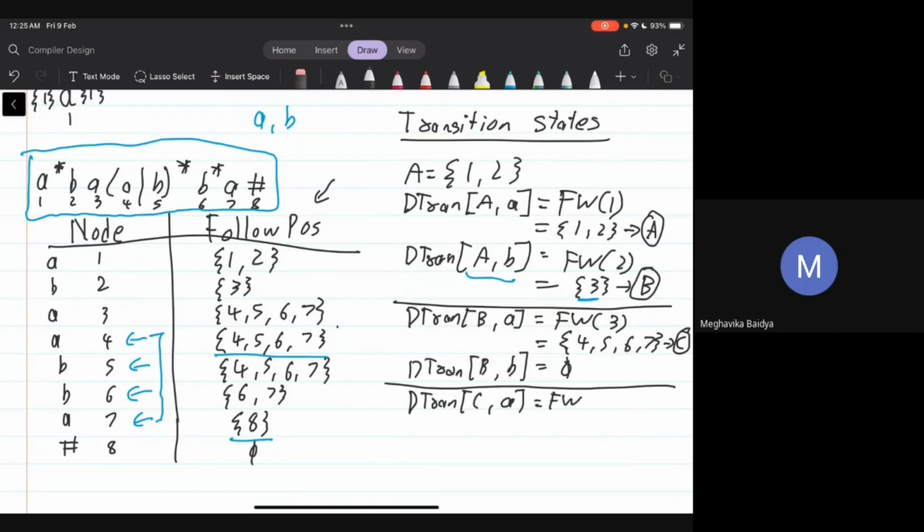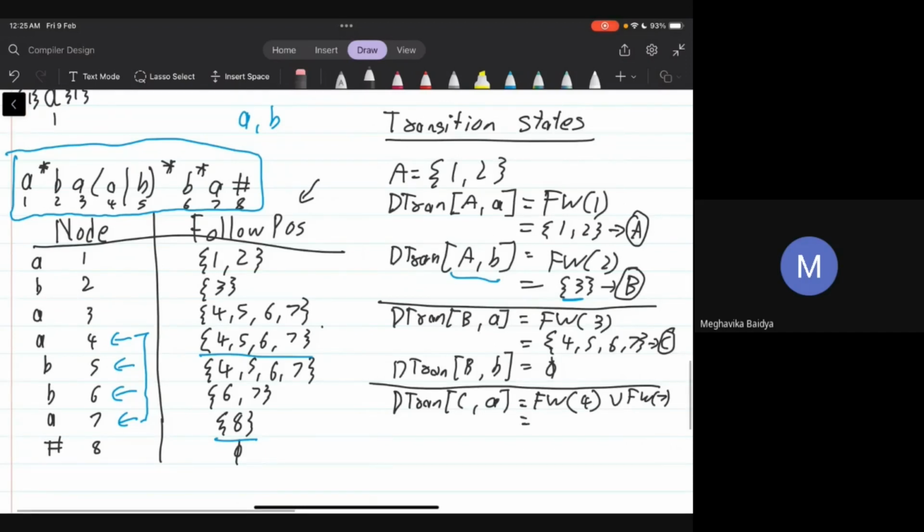So you write followpos of 4 union followpos of 7. And what is followpos of 4? That is 4, 5, 6, 7. And what is followpos of 7? 8. Is this a previous state? Did the state come before this? No, this is a new one. So D. Nice.